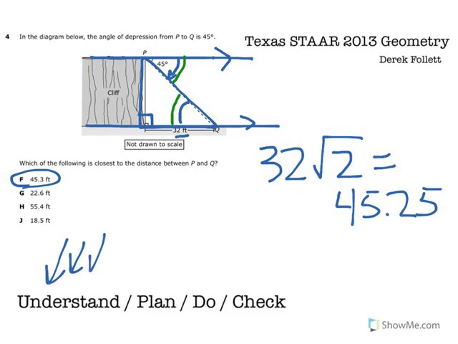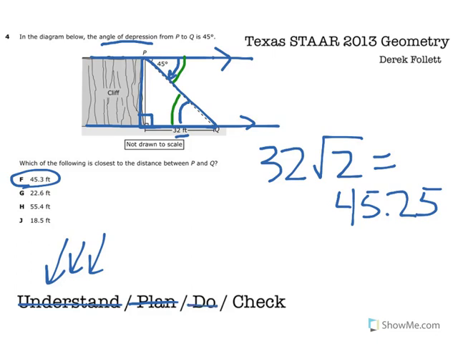Okay, did I understand the problem? Yeah, I think I understood it pretty well. I knew that I was dealing with a 45, 45, 90 triangle, and I know what an angle of depression is when you're looking down from the horizontal. My plan was to use what I knew about special right triangles. Could have used trigonometry, could have used the Pythagorean theorem. There's other ways to do it.